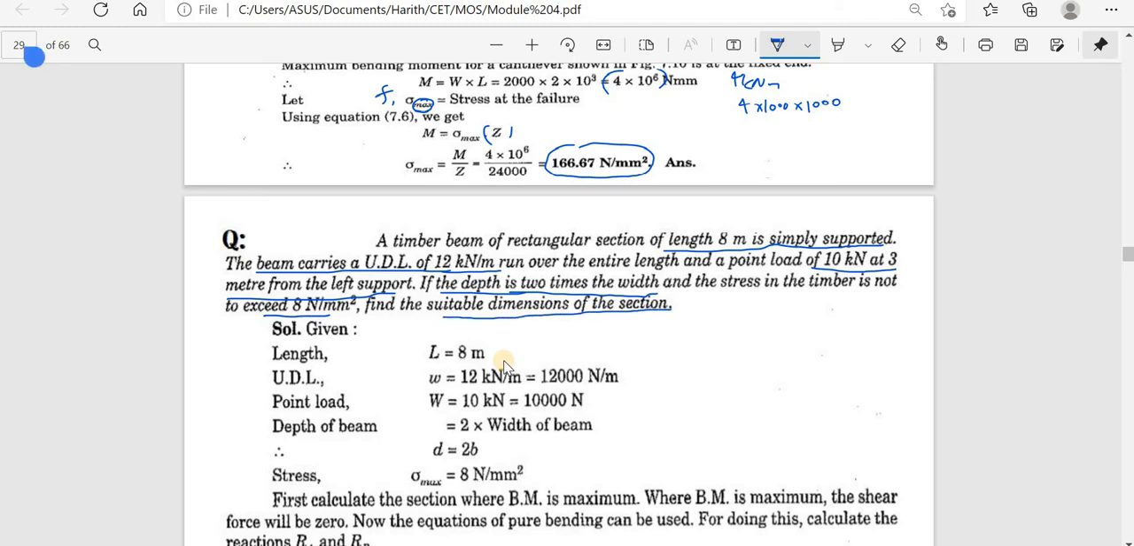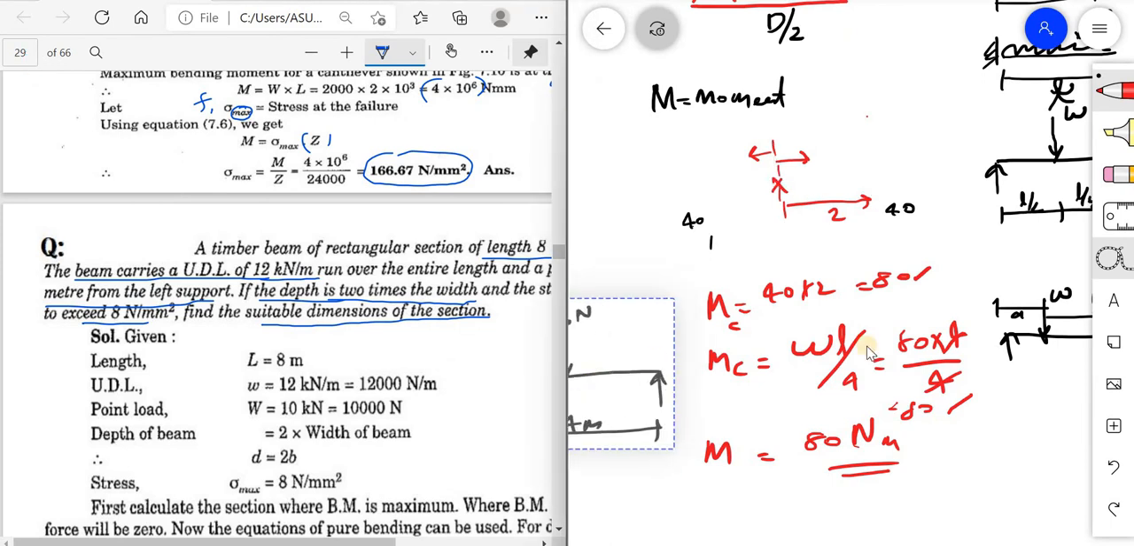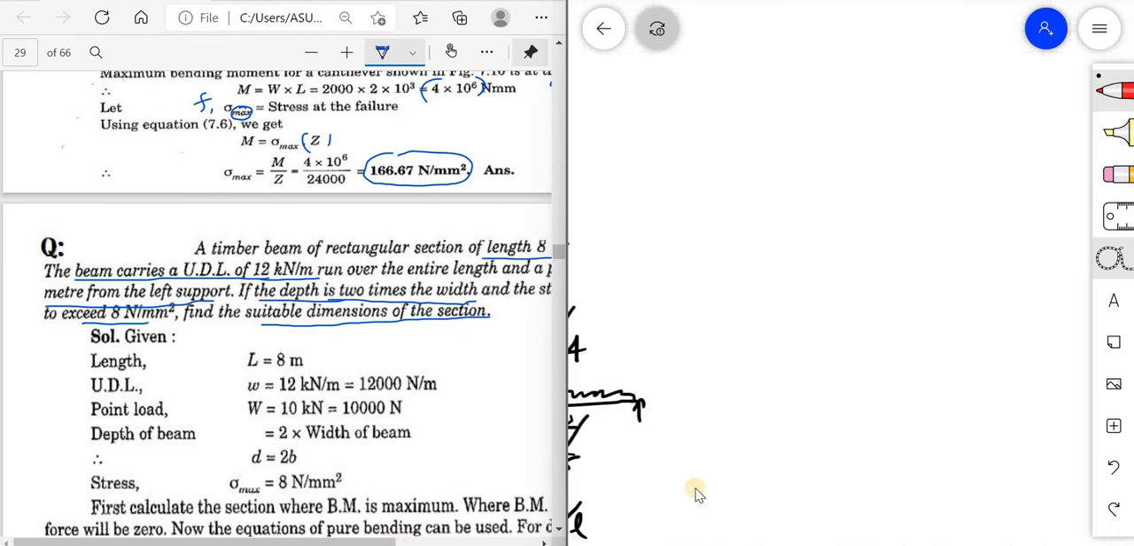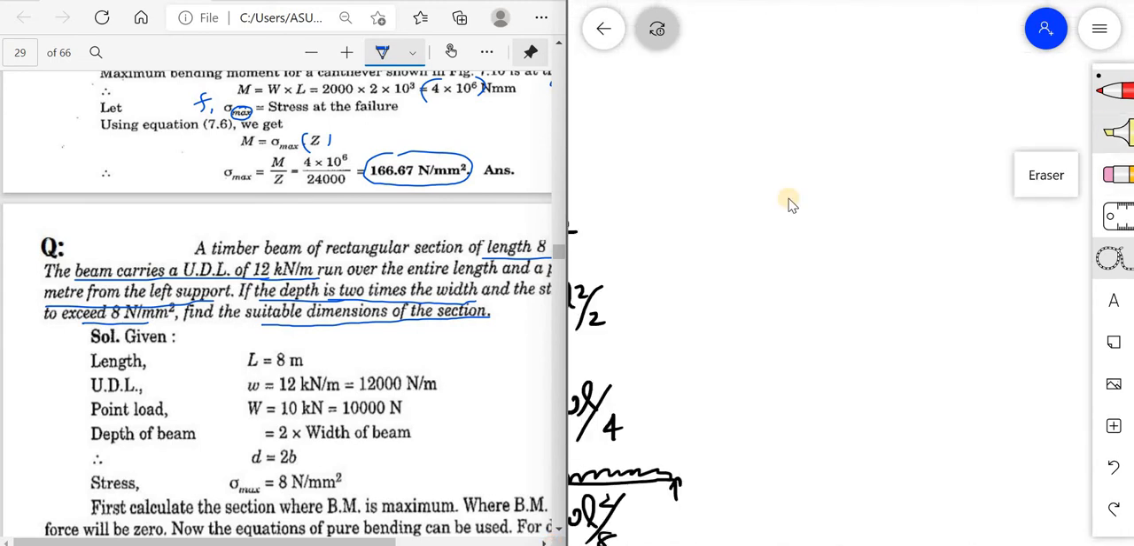So here what is the thing I have to find? I have to find out the dimension. Here the stress is given, then the other loading is given. I have to find out the dimension. Okay, so let us take this one. So here what is given?